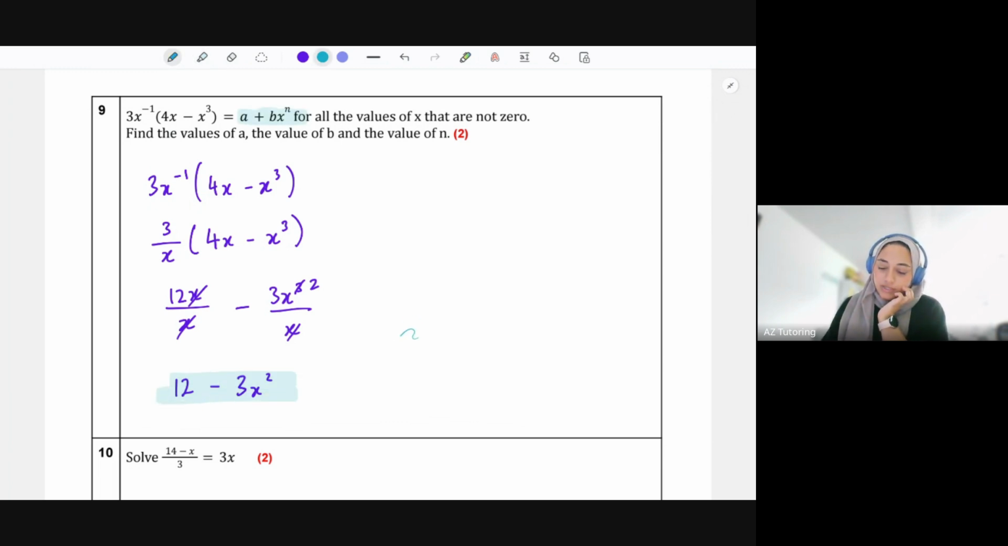So let's just explicitly state what is a, b, and n. Well, a is just 12. B is minus 3. Be careful to include that minus as well. Let me just get rid of that circle. So it's minus 3 for B. And then n is just the power, which is just 2. So that's a good 2 marker, just an indices rules one.